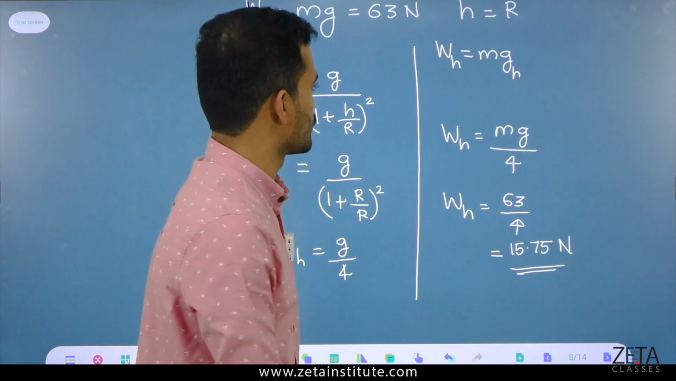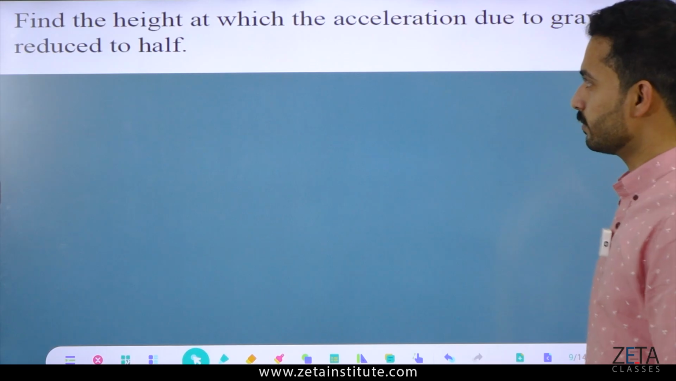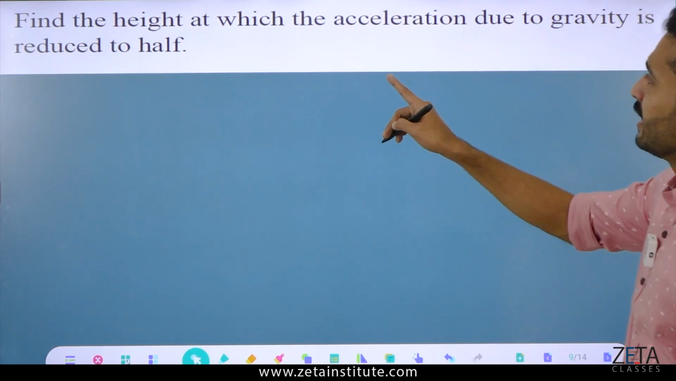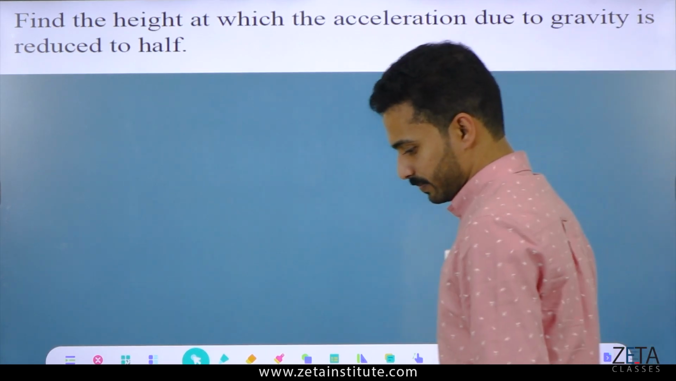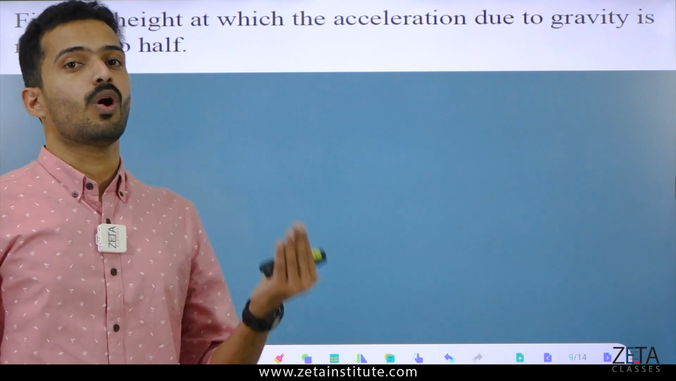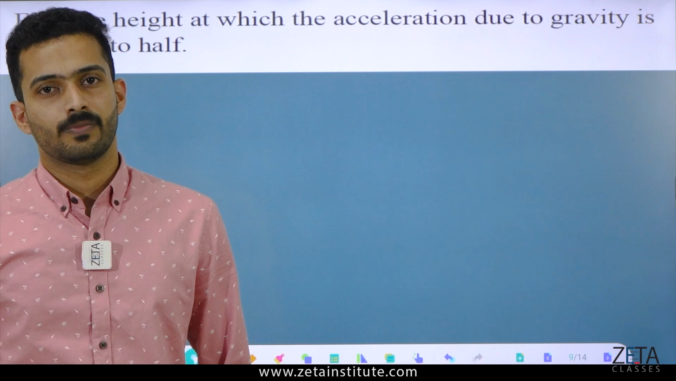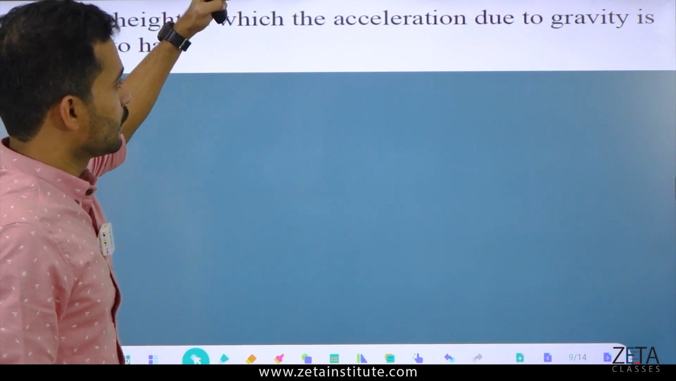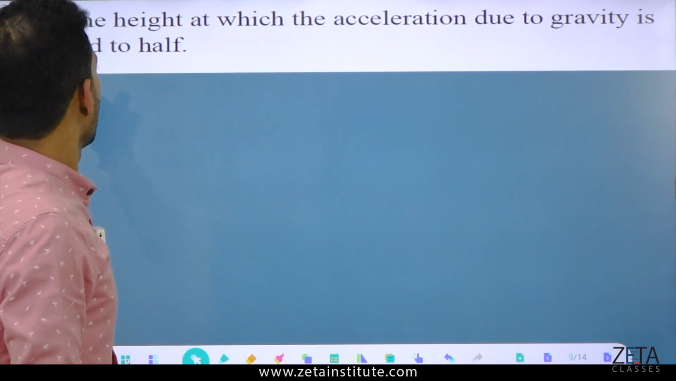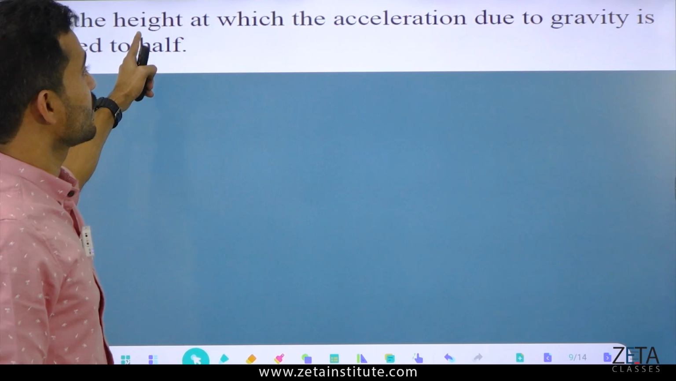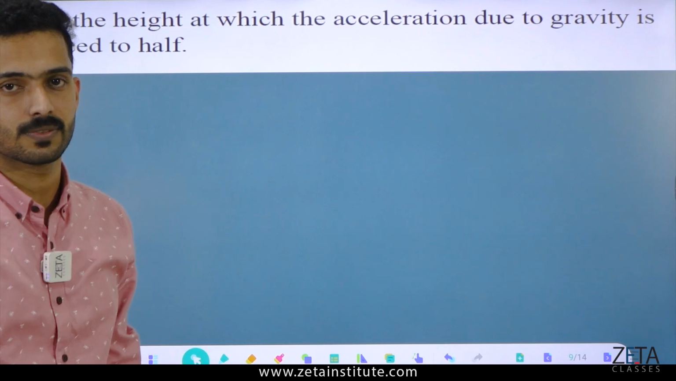Okay, let us do one more question, which is based on the value of acceleration due to gravity at a height h. The question is, find the height at which the acceleration due to gravity is reduced to half. We know that when we go up, the value of acceleration due to gravity decreases and reaches a value which is half of the value of acceleration due to gravity on the surface of the earth.